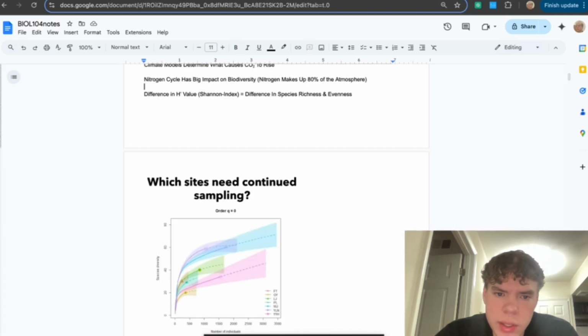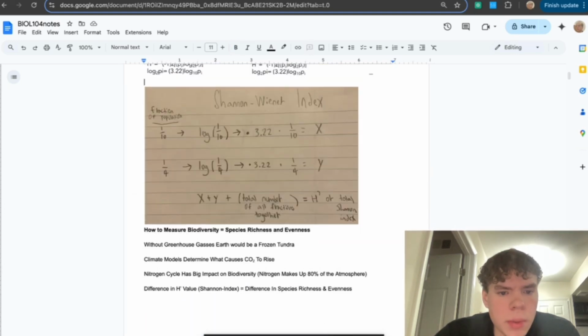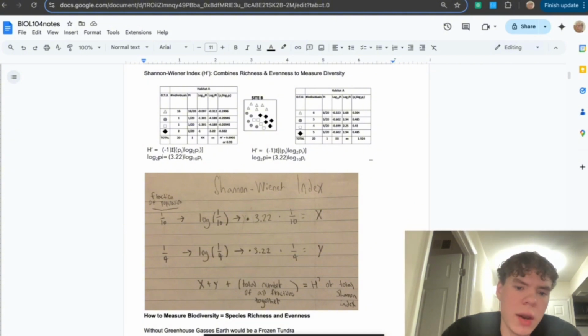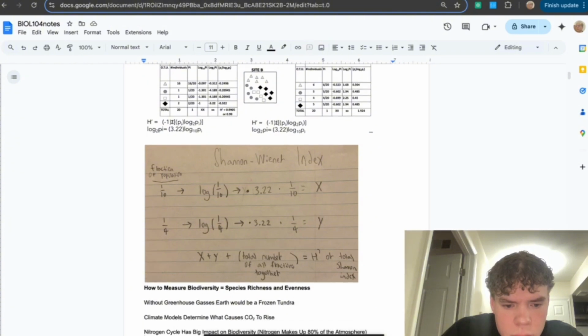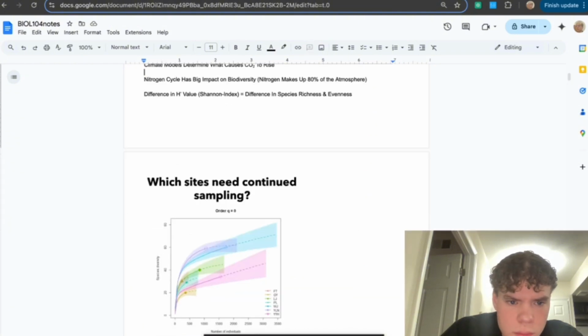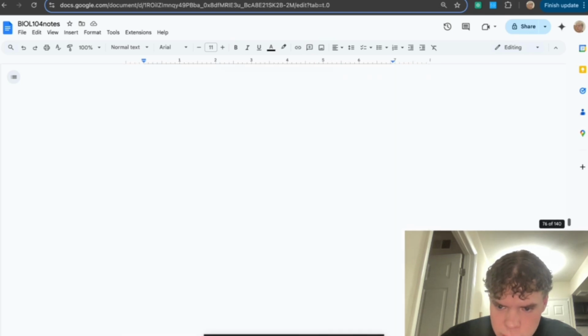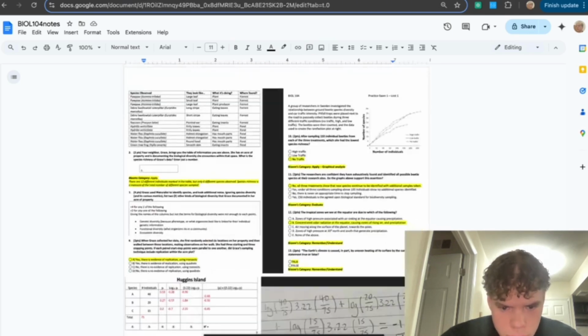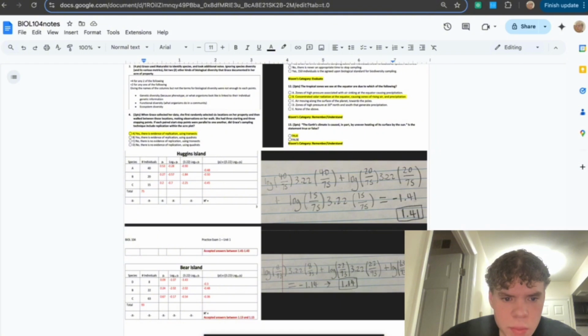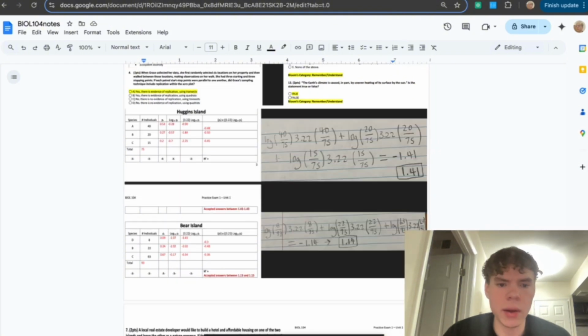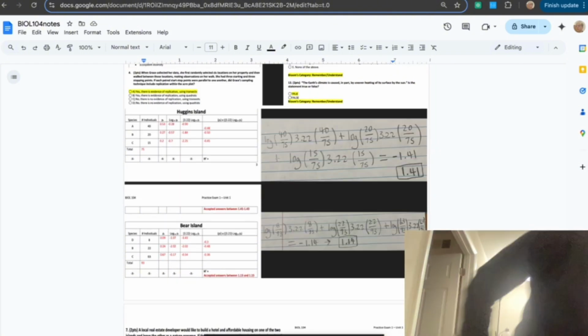I need to make sure my calculator is charged now. But basically, if you're asked to calculate the Shannon Wiener Index, you basically take, how did I write it here? Once again, I have a way better example down here that I'll talk about. The Shannon Wiener index. I'll get my calculator just to make sure it's charged.